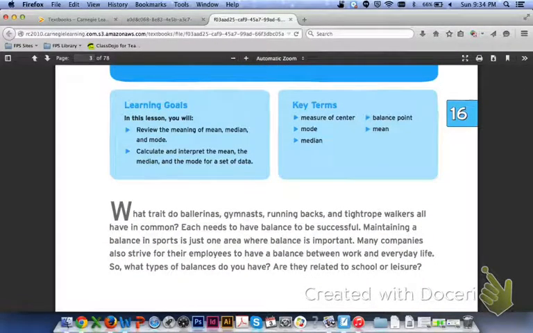So what trait do ballerinas, gymnasts, running backs, and tightrope walkers all have in common? Each needs to have balance to be successful. Maintaining a balance in sports is just one area where balance is important. Many companies also strive for their employees to have balance between work and everyday life. Even Franklin Public Schools has a wellness program for its employees that the teachers can be a part of, which is pretty cool. So what type of balances do you have, and are they related to school or leisure?